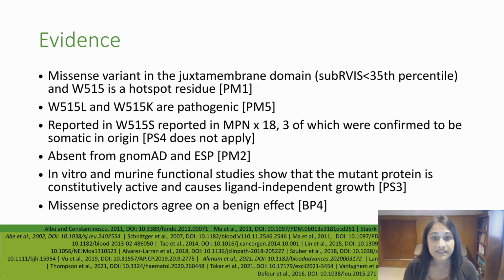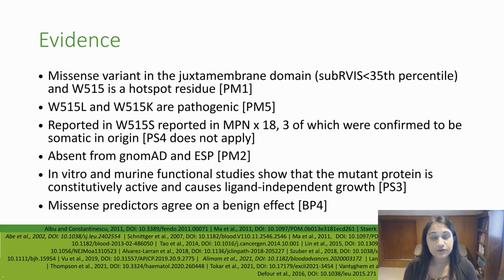Furthermore, the variant has been reported in at least 18 cases of myeloproliferative neoplasm, 3 of which were confirmed to be somatic in origin, and the variant is absent from population databases. The latter corresponds with PM2, but PS4 cannot be applied since there aren't at least 5 cases of MPN with this somatic variant, or 10 confirmed somatic cases in total, including at least 1 MPN.